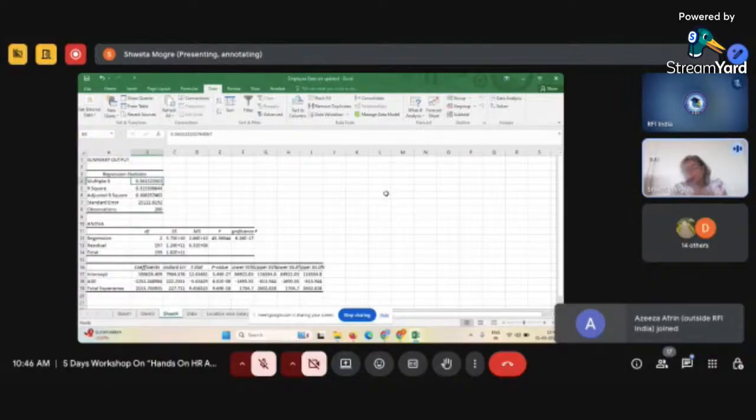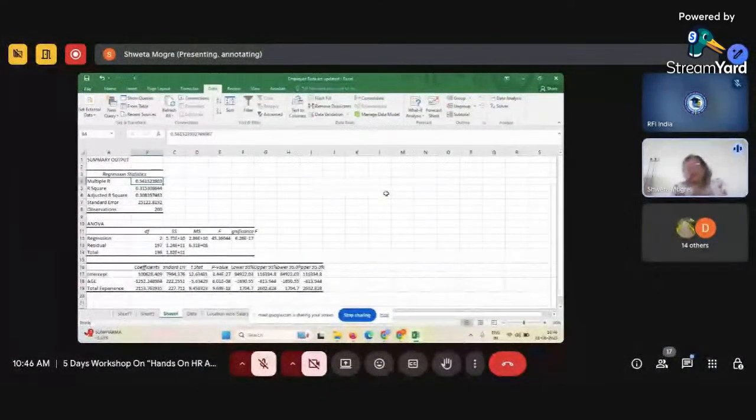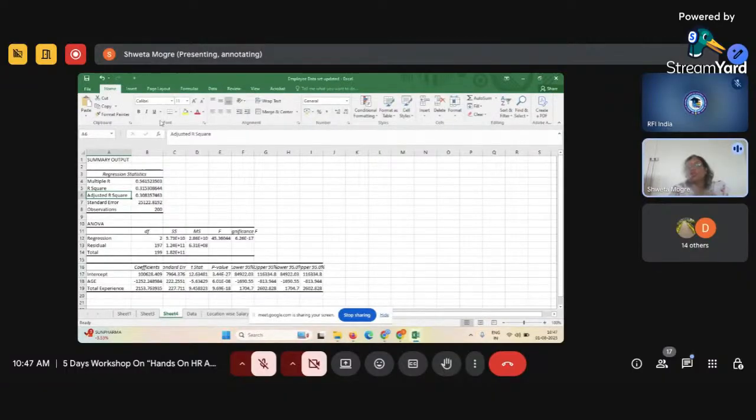Independently, experience is contributing less. But whenever we club experience and age together, we are now observing the combined impact of age and experience on salary. The R value increased from 0.4 to now 0.5. From the low range, it has now shifted to the moderate range. Okay. Now, instead of R square, we should observe adjusted R square.